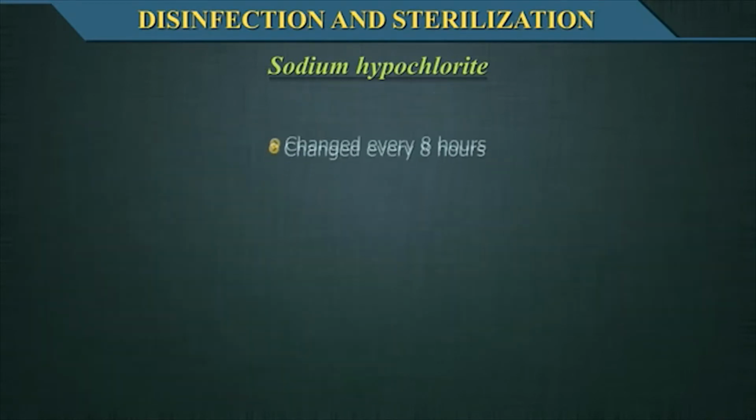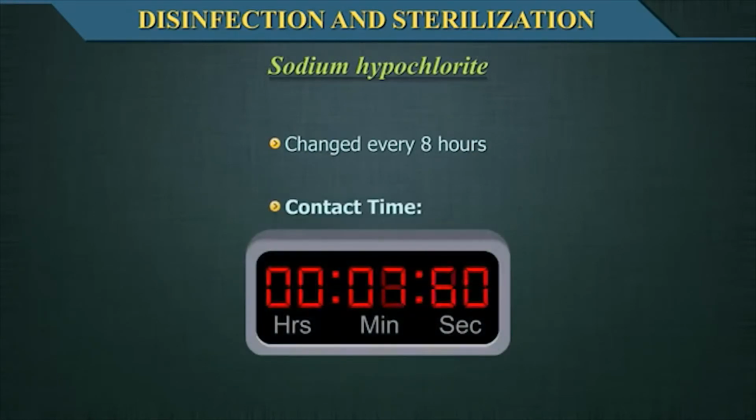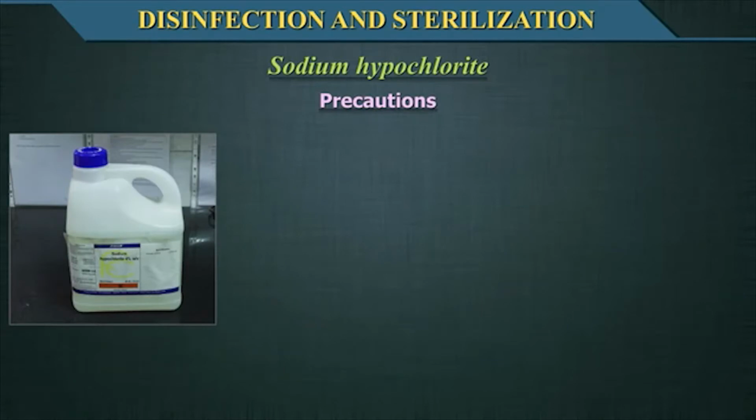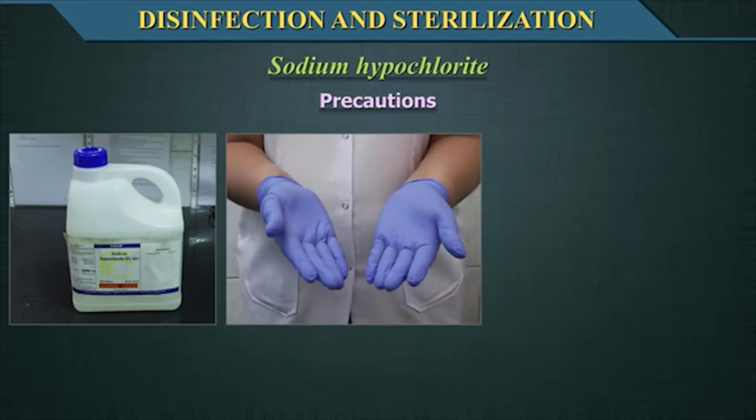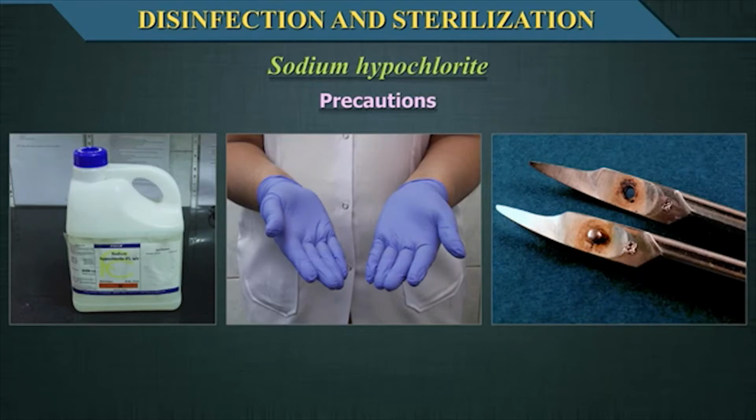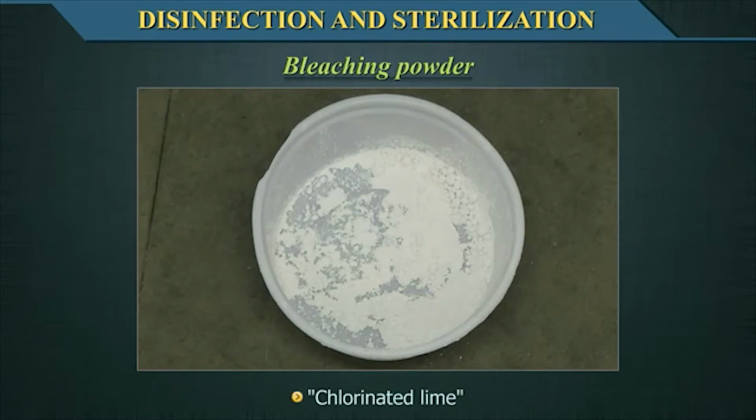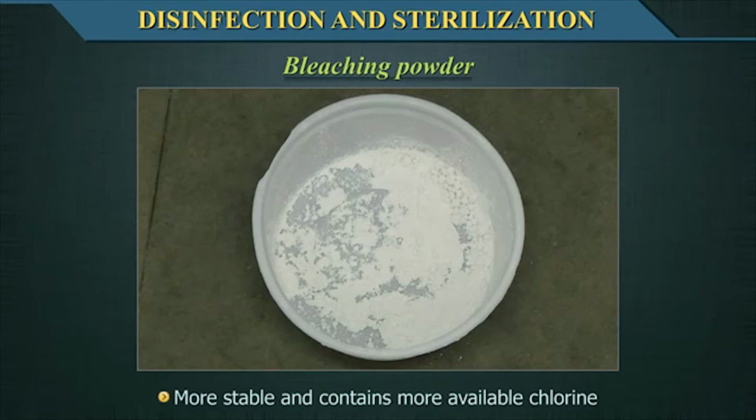Spillage to be changed every 8 hours. Contact time 15 to 30 minutes. Precautions: use in well-ventilated areas. Use protective clothing. Corrosive to metals. Bleaching powder is any of various mixtures of calcium hypochlorite, calcium hydroxide, and calcium chloride, also known as chlorinated lime. It is used in many of the same applications as sodium hypochlorite, but is more stable and contains more available chlorine. It is usually a white powder.